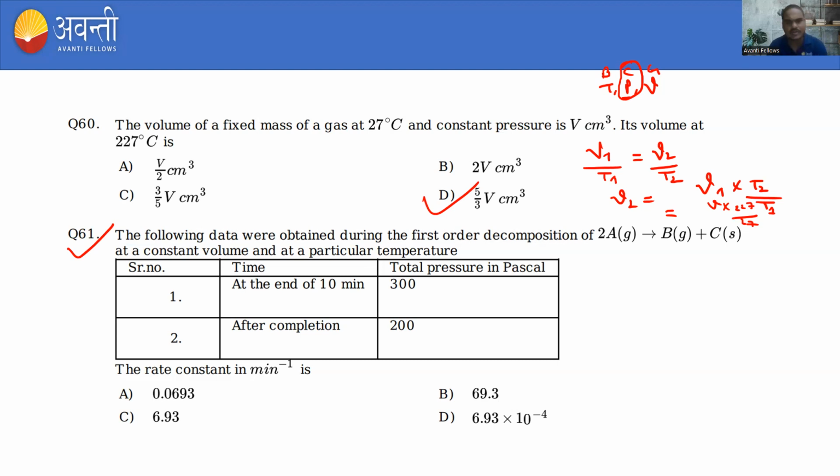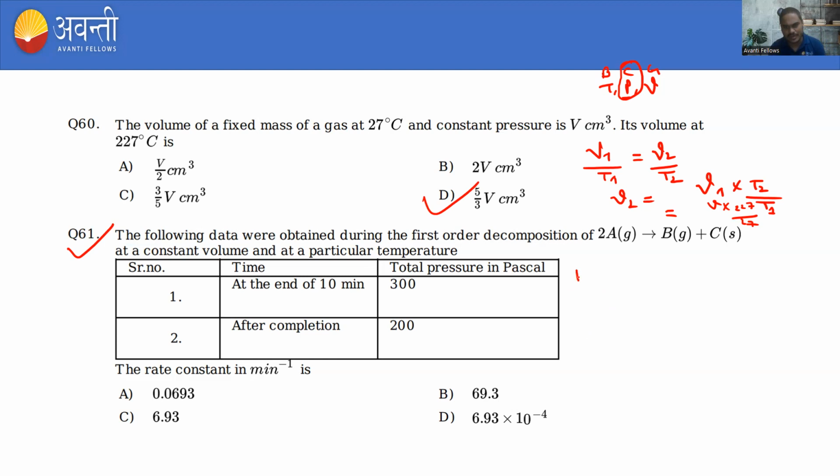The following data were obtained during the first order decomposition of 2A going to B plus C at a constant volume at a particular temperature. So we have serial numbers 1 and 2, the time is given, and the total pressure is given. You have to calculate the rate constant for this. So this is also a formula based question.